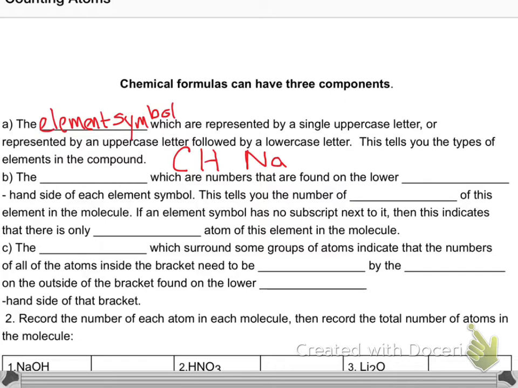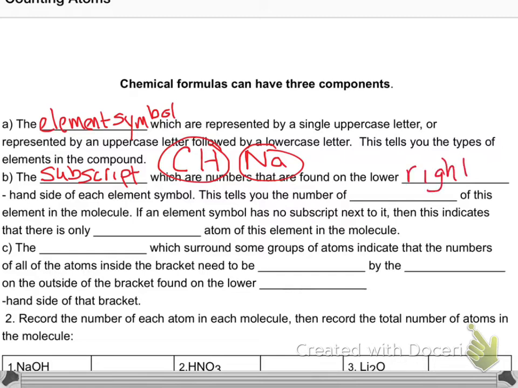So those are three different elements, and they're written that way so you can tell if it is a single element or if it's a compound. CH would be a compound because it's a capital C and a capital H. And Na is a single element because it is just a capital and a lowercase, which indicates it's just one element.